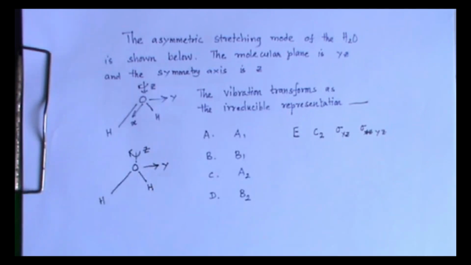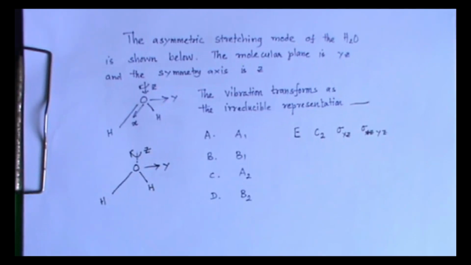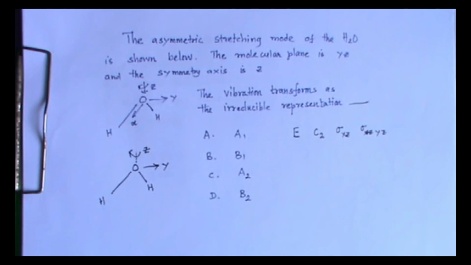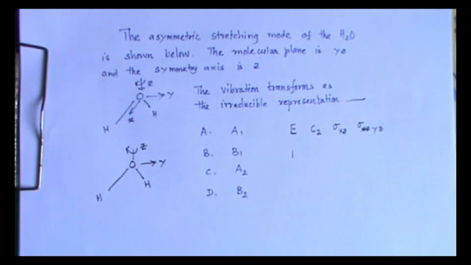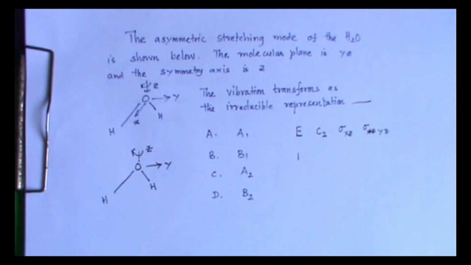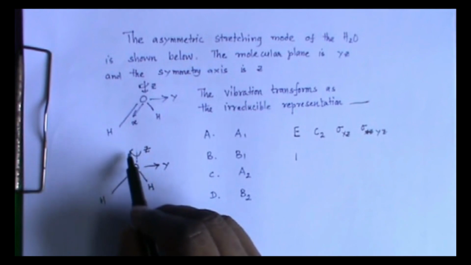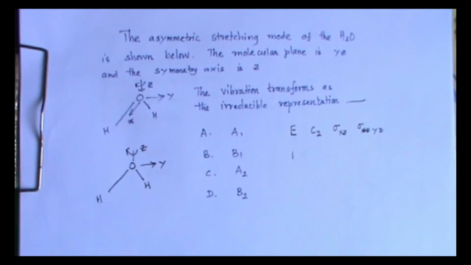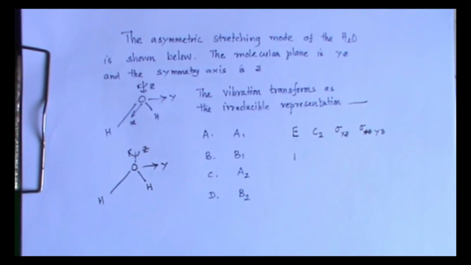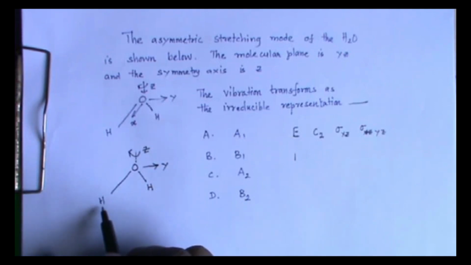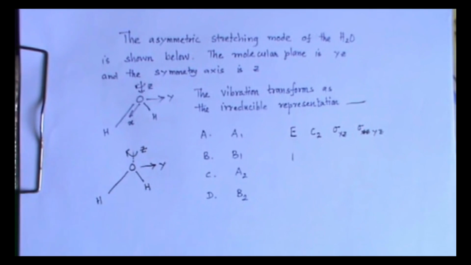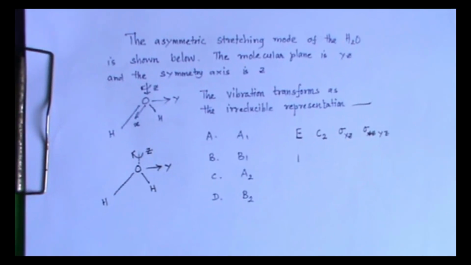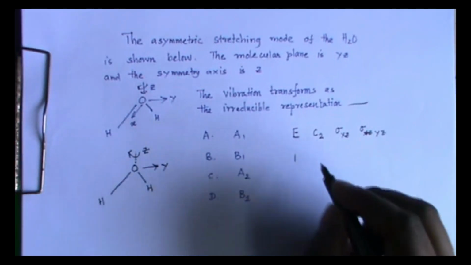First, let us go for E, identity. We are not doing anything on the given structure, so the structure will remain as such. So I will get the same structure, so 1. The next one is C2. Through this axis, I rotate this stretching mode by 180 degrees. When I rotate by 180 degrees, this hydrogen will go the other side, and this will come here. I will get a different structure. So I give -1.